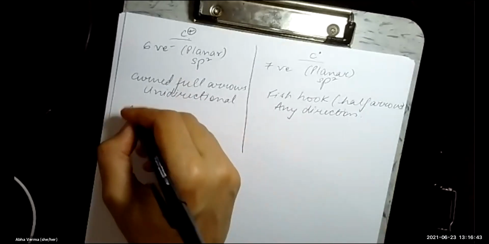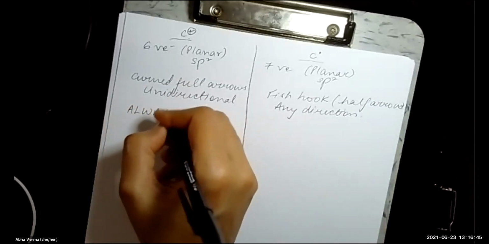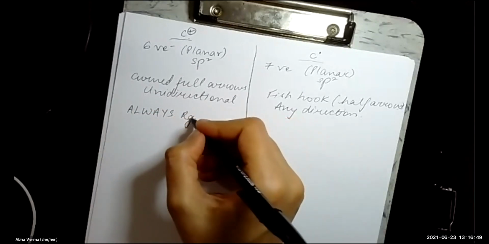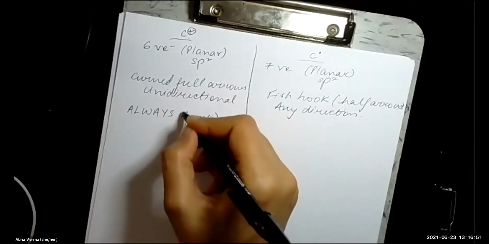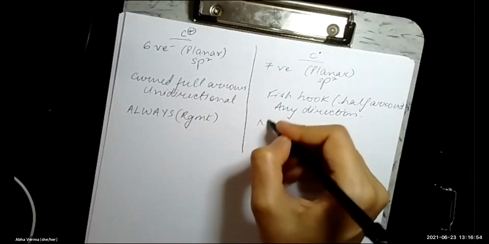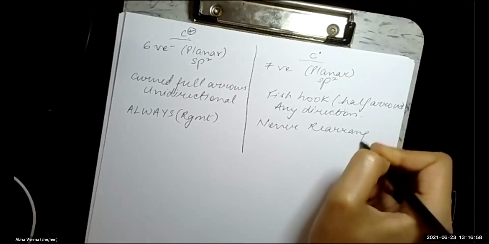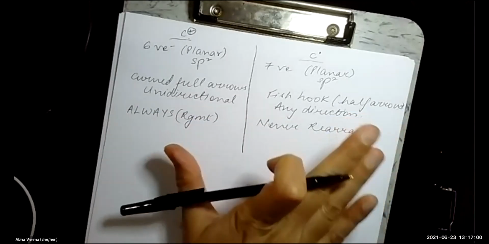Carbocations always rearrange. Radicals never rearrange. So these are a few rules that you must remember.